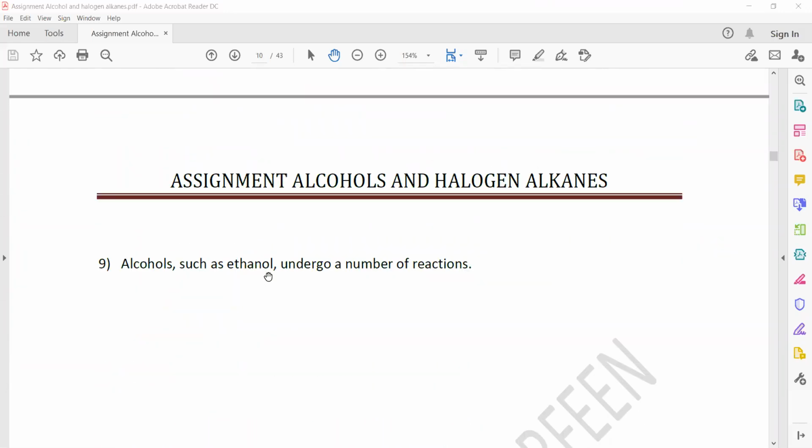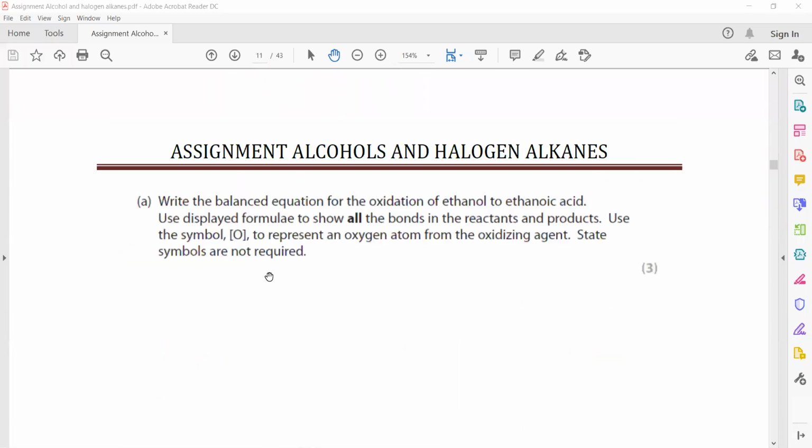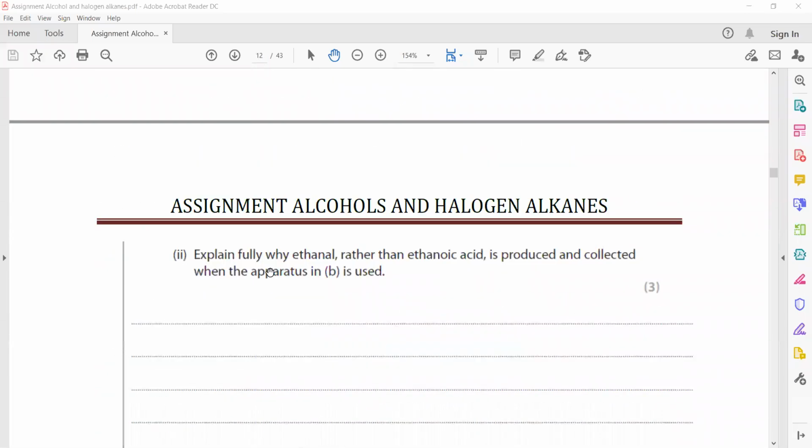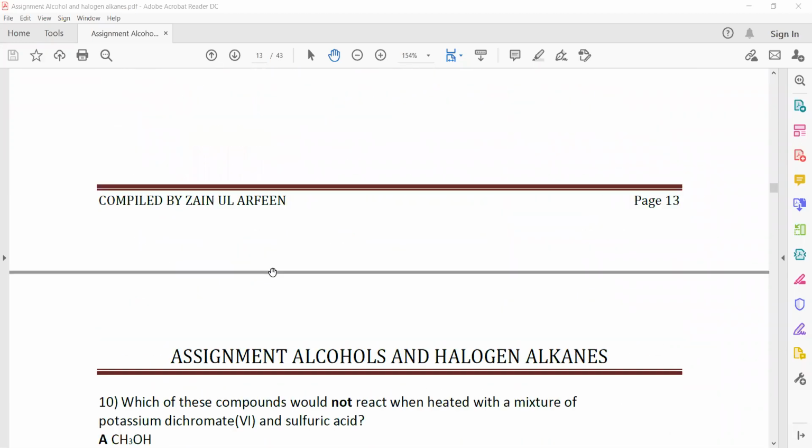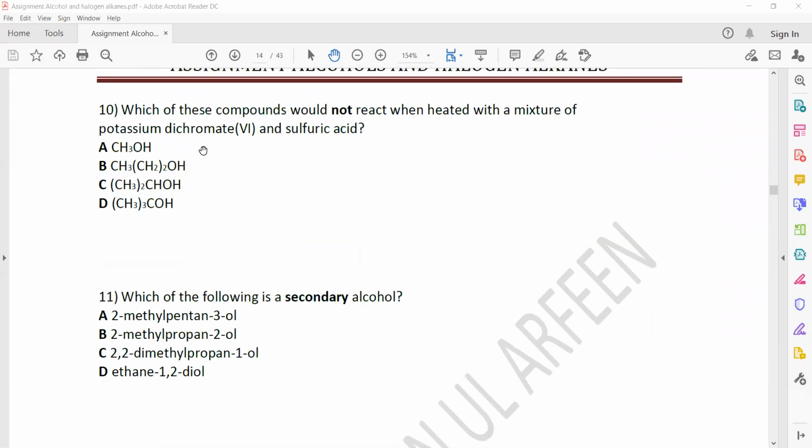So we'll do MCQs right now, multiple choice questions. Which of these compounds would not react when heated with a mixture of potassium dichromate and sulfuric acid? Basically, acidified potassium dichromate is an oxidizing agent. Which alcohol cannot be oxidized?